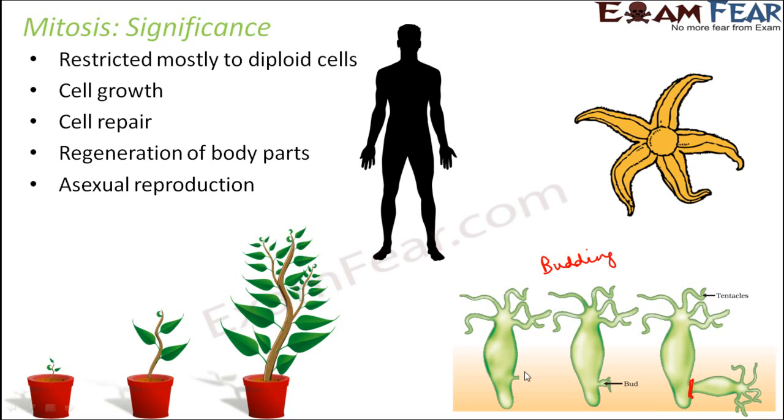Now if you see, from where does this outgrowth come? From where do the extra cells for the outgrowth come? That comes by mitotic cell division. So mitosis also helps in asexual reproduction. That is why I had told you before that mitosis is more related to asexual reproduction, whereas meiosis is more related to sexual reproduction. So with this, we will end our discussion on mitosis.